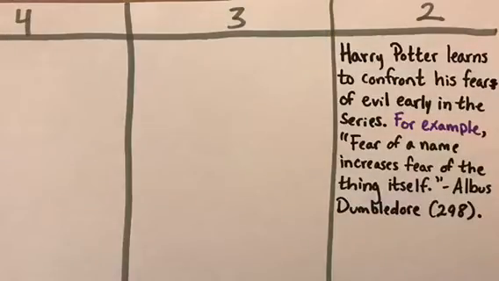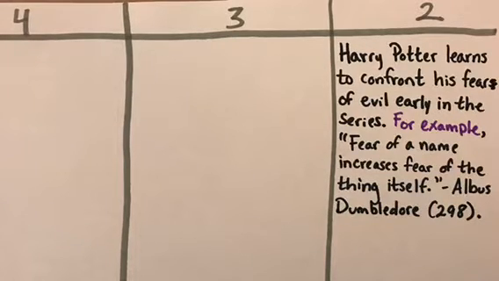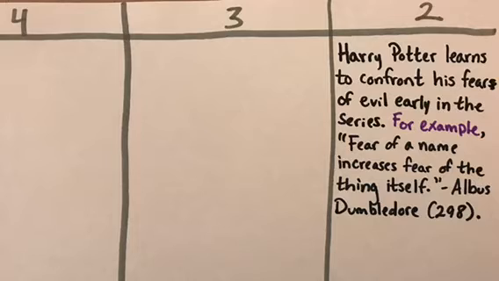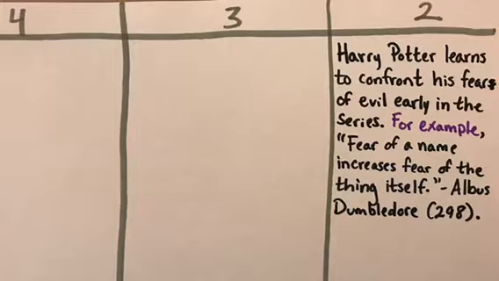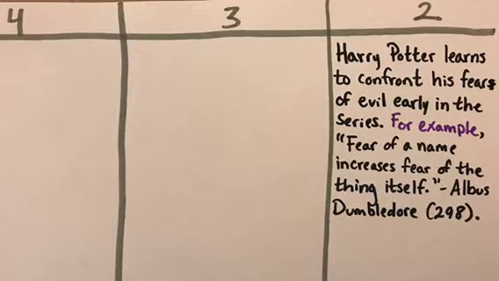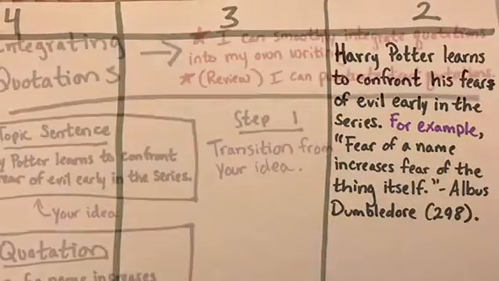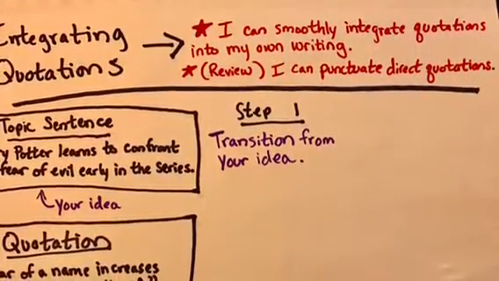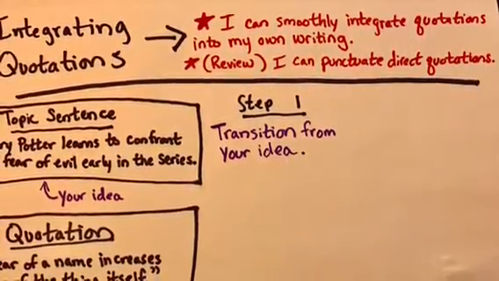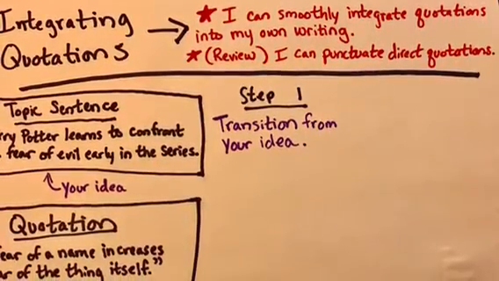This is why I'm going over the skill. I've been seeing this a lot in students' writing recently. We will include the topic sentence and then maybe a transition, like "for example," and then the quote. So: Harry Potter learns to confront his fear of evil early in the series. For example, fear of a name increases fear of the thing itself. And then sometimes I'll get that dash, Albus Dumbledore, and then the in-text citation, which don't worry about those in this video. That is not proficient. A 2 is approaching proficiency. And there are 3 steps that you would want to take to increase your proficiency in integrating quotations. So let's take a look at that.